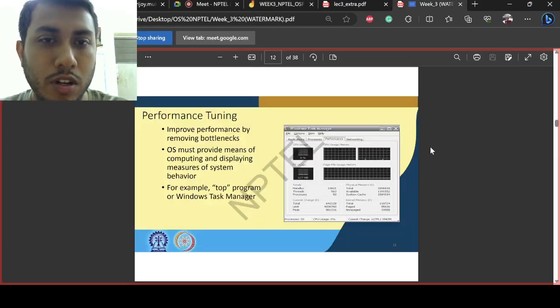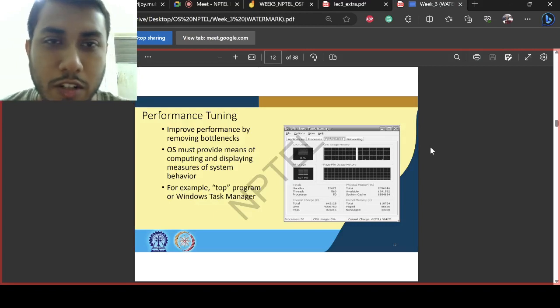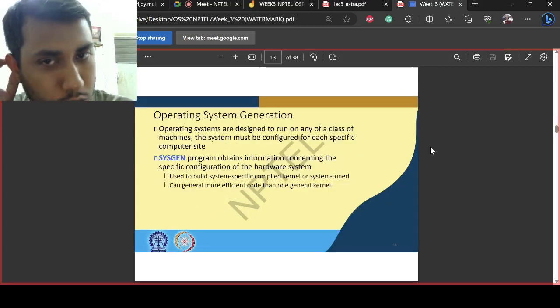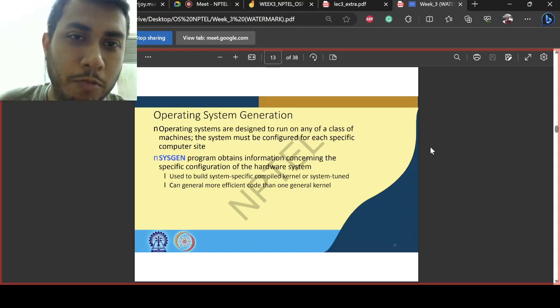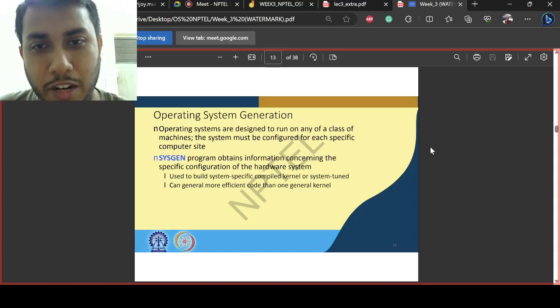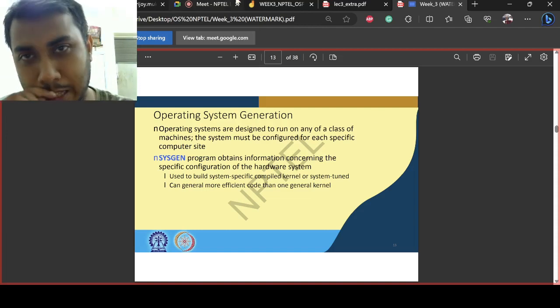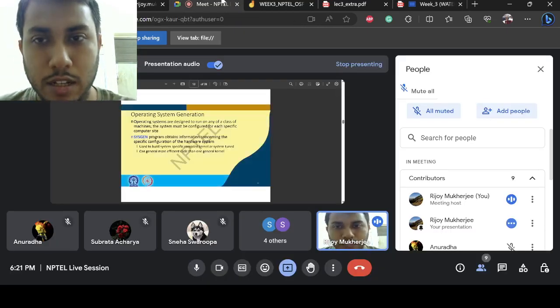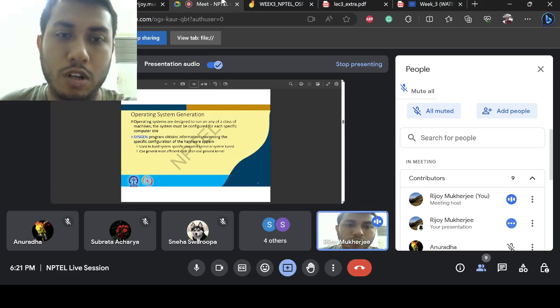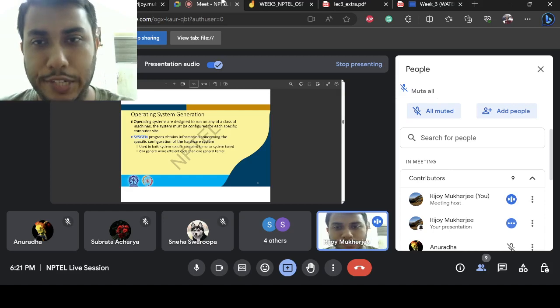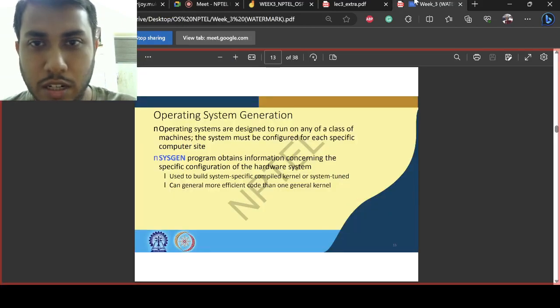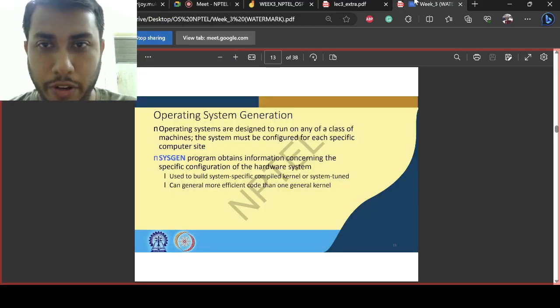So this is your task manager showing how processes look. Windows sysgen is just a program which concerns the specific configuration of the hardware system. Sysgen is a typical tool which gives you the current configuration of the hardware system upon which your OS is running. Nothing more to think about here.